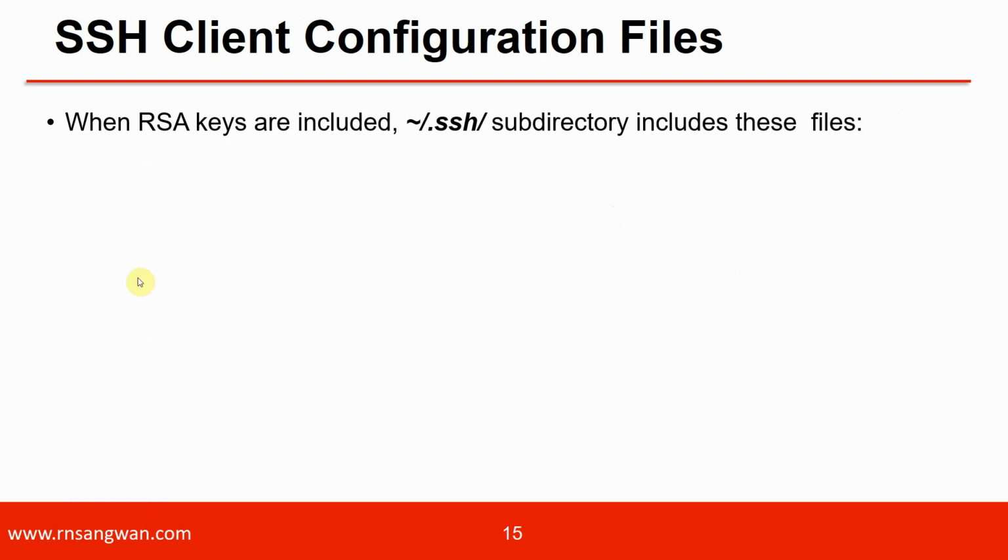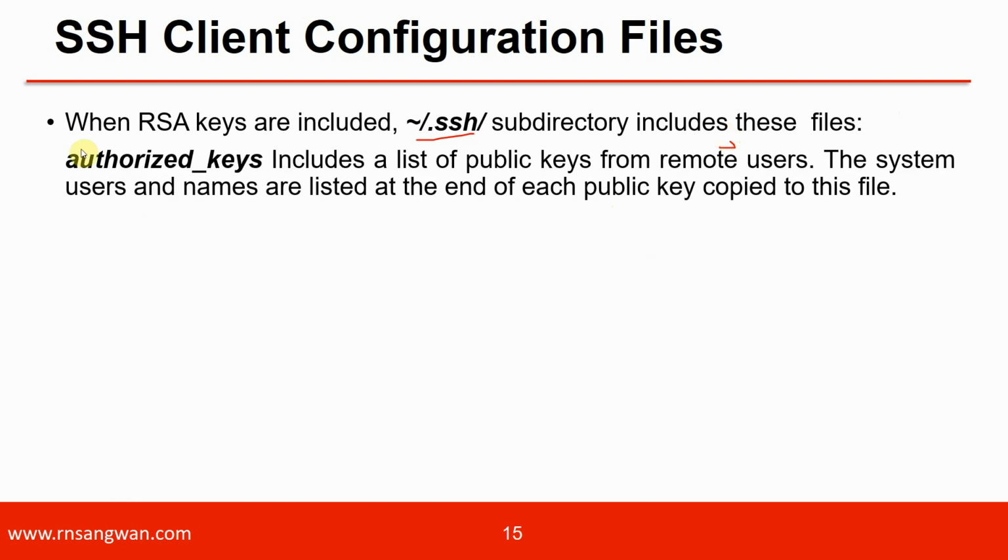When RSA keys are created, the .ssh subdirectory includes these files. First will be authorized_keys, which includes a list of public keys from remote systems. You remember I told you that you copy the public key to remote systems. So this file will be created when we copy the public key to the remote machine. So this is on the remote machine. The system users and names are listed at the end of each public key copied to this file. The demo will clarify the same thing because I'm going to demonstrate it.